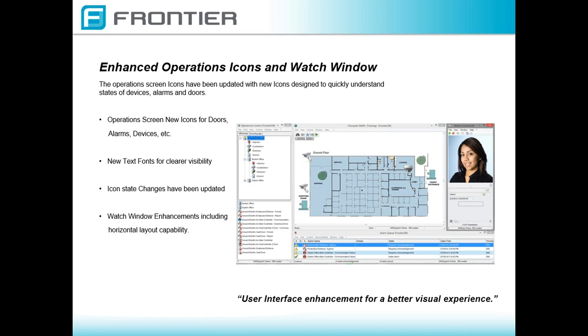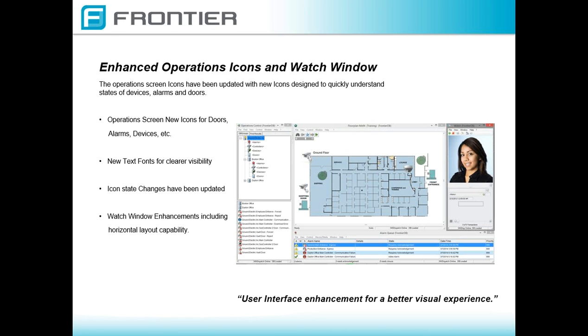We've also done a couple of enhancements to our watch window. In the past, the watch window had a fixed size as far as the photos that were coming in, and it also had a footprint of a vertical nature. We can now turn the footprint to be either a vertical window or a horizontal window, and we've added the whereabouts function to the watch window.